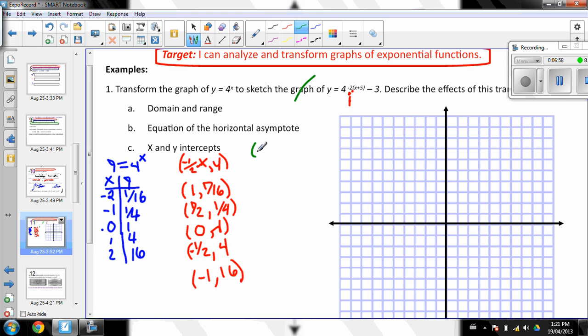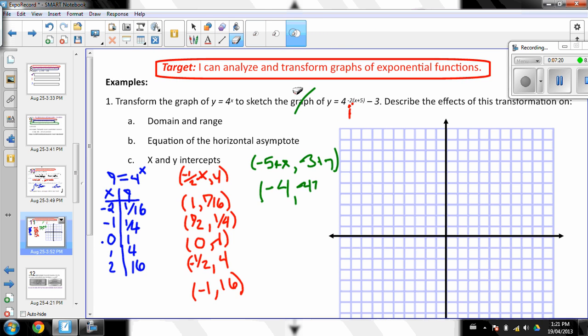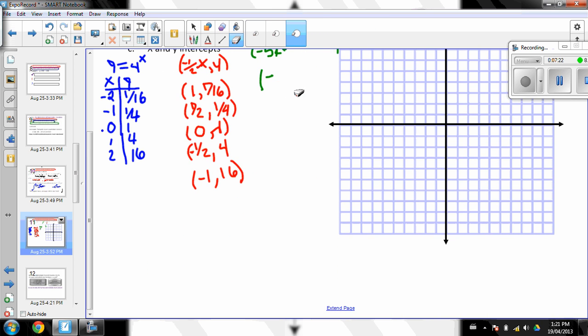So we're going to have negative 5 plus x and negative 3 plus y. So our new points that we're going to wind up at will be negative 4 and negative 47 over 16, which, let's do decimals because we don't know how to graph 47 over 16. Well, we do, but we don't want to.